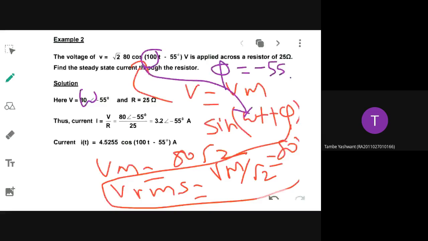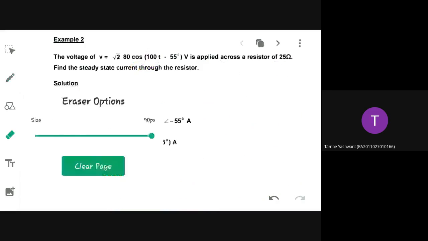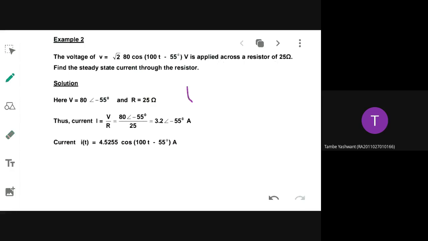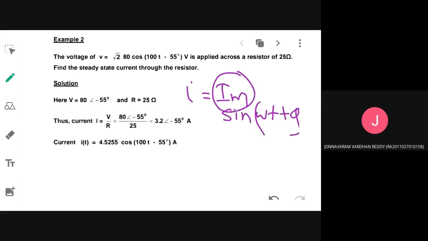So already we have discussed for a pure resistance circuit, I is given by what formula? Im sin omega t plus phi. Both will be in phase, so that's why omega t plus phi. Now how can I write Im? V by R. Im is Vm by R.